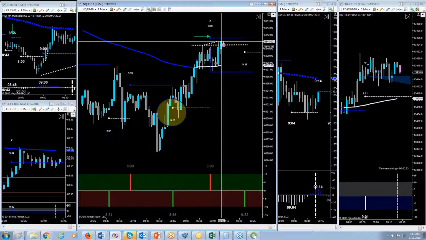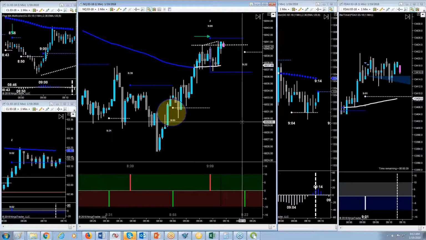Pierce, Dana, pierce. I don't look for closes above. I find those are a little too late for my tastes. If it pierces, if it's anywhere near the blue line, it's a bullish sign.